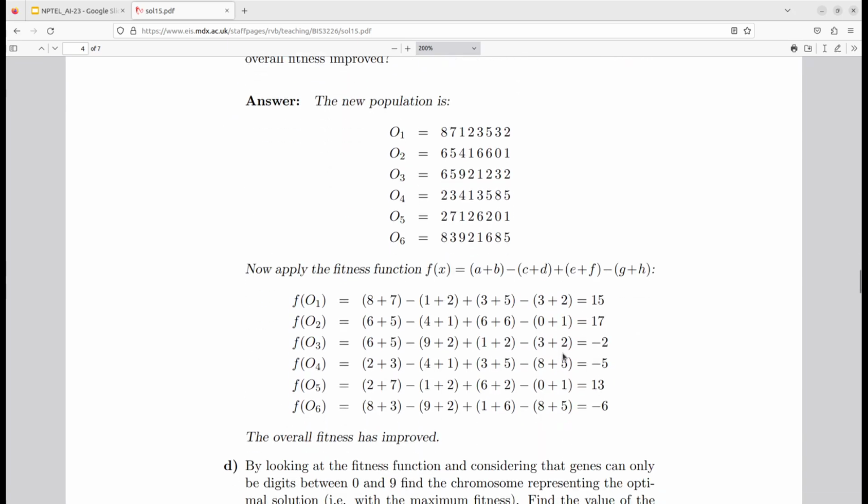Now in this scenario, let's do it. 15 plus 17, which is 32, 32 minus 2, 30, 30 minus 5, 25, 25 plus 13, which would be 38, 38 minus 6, which will be 32. So obviously fitness has improved. So we can see that by doing crossover and mutation, we now have a better pool of population, and from that if we work further, we'll get a state which attains the objective function. So this is how it works, right?